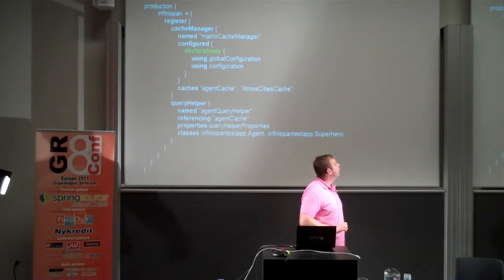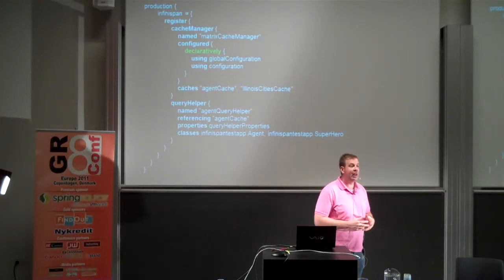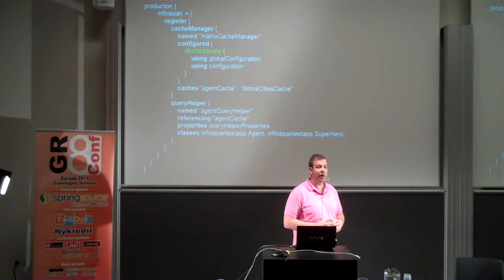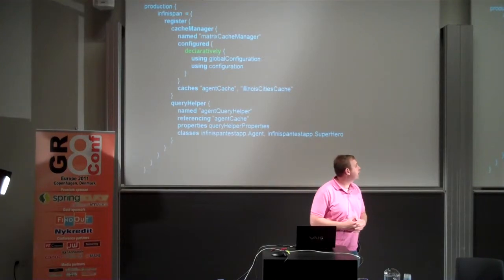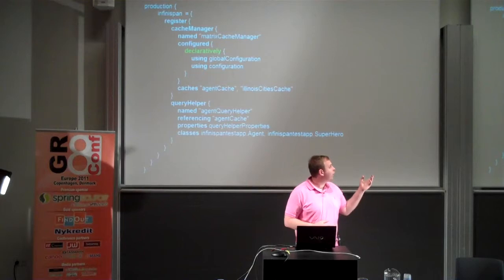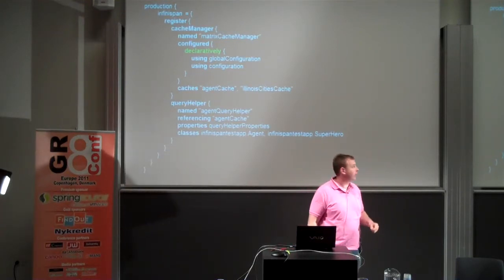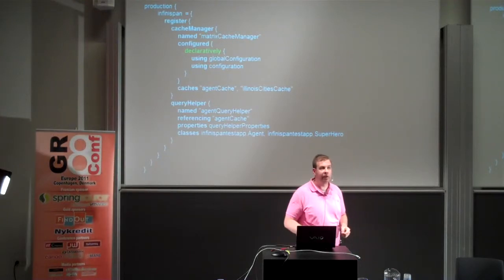Sorry, I skipped the slide. So this is just an example here. If you wanted to configure Infinispan declaratively, you can do that right in the script. Instead of saying configured externally, you just say configured declaratively, and you reference, in this case, a global configuration and a configuration. What you would have to do in this case is, prior to this code, you would have to actually declare that and configure it as you would like.